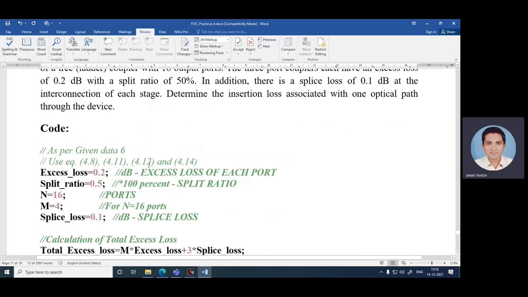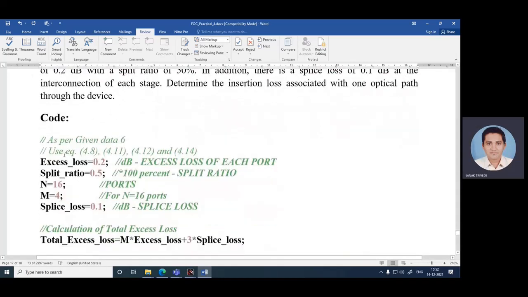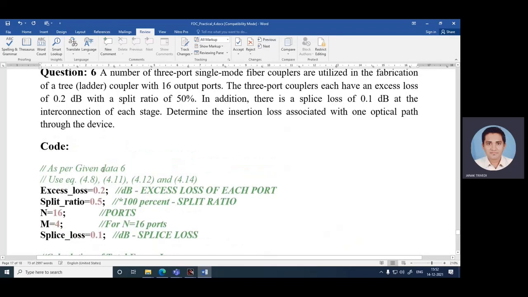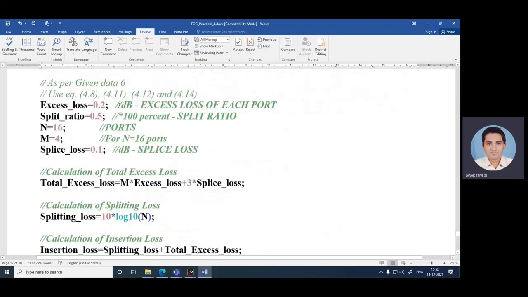So this is the code. This is the example given. Use equations 4.1, 4.8, 4.11, 4.12, and 4.14 to solve this particular example. So access loss is equal to 0.2 dB, the access loss of each port. Split ratio is equal to 5, so 100% split ratio multiplied by 100% for split ratio, n equal to 16 ports, m is equal to 4 for n equal to 16 ports. And split ratio loss equal to 0.81 dB, splice loss.